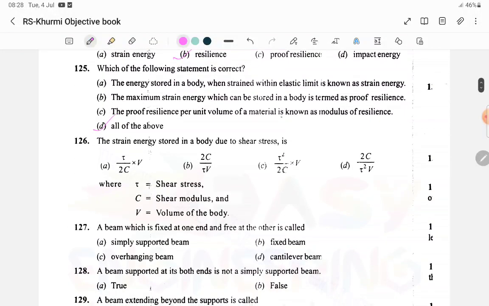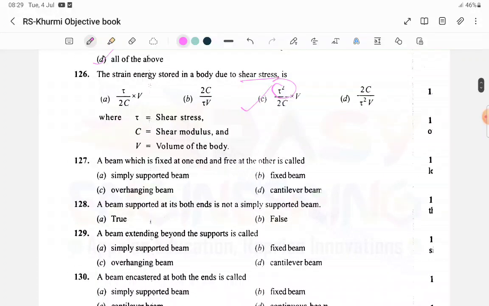Strain energy stored in a body due to its shear stress is, so always tau square will come, so the answer will be C. 126 is C. 127: A beam which is fixed at one end and free at the other end is called a cantilever beam.